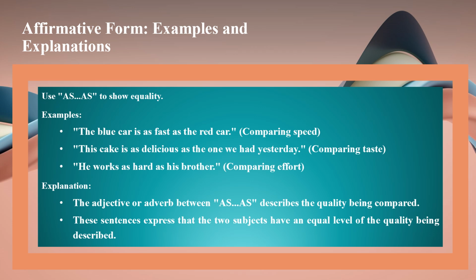Explanation: first, the adjective or adverb between "as" and "as" describes the quality being compared. 2. The sentence expresses that the two subjects have an equal level of the quality being described. Okay?